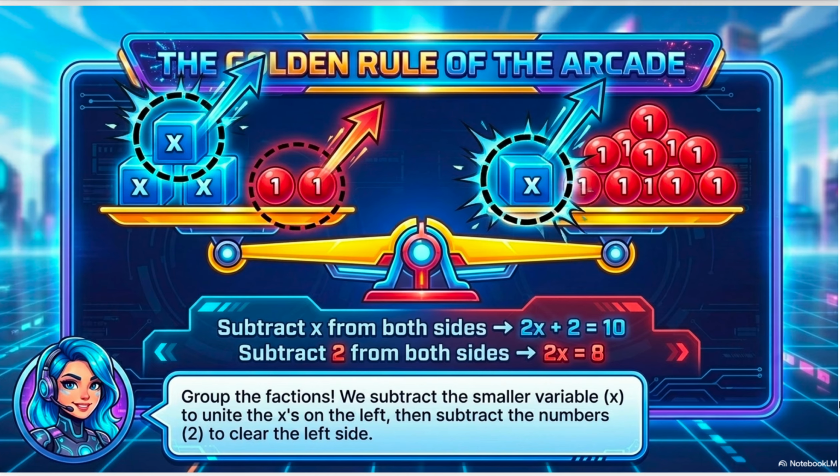Let's solve 3x plus 2 equals x plus 10. First, I want to get the variable terms together. So I'm going to subtract x from both sides. That gives me 2x plus 2 equals 10. Now the x terms are together on the left, which is exactly what we wanted. Next, I want to get rid of the 2, so I subtract 2 from both sides. That gives me 2x equals 8.